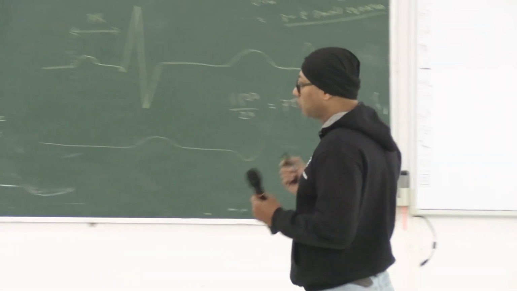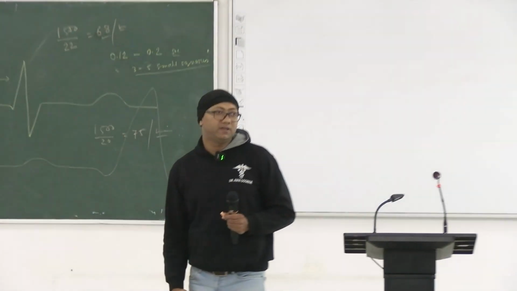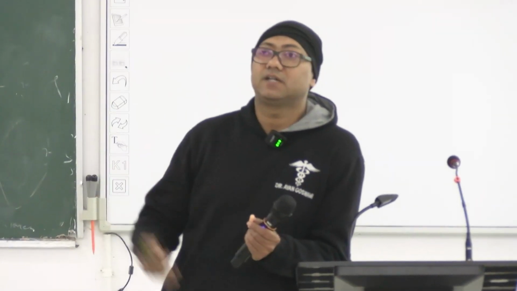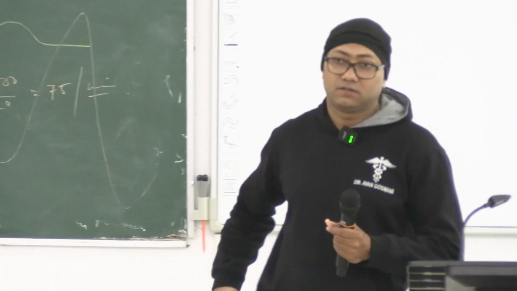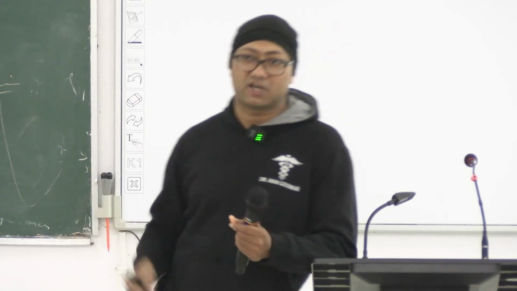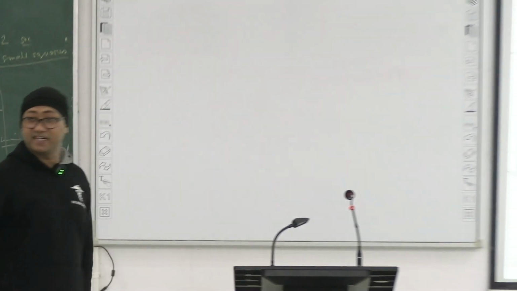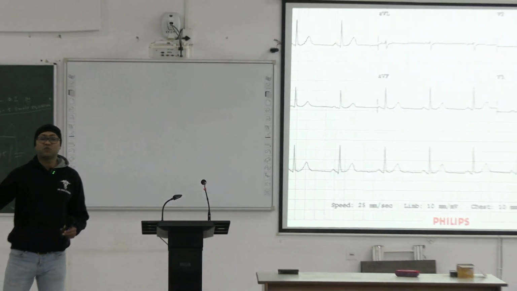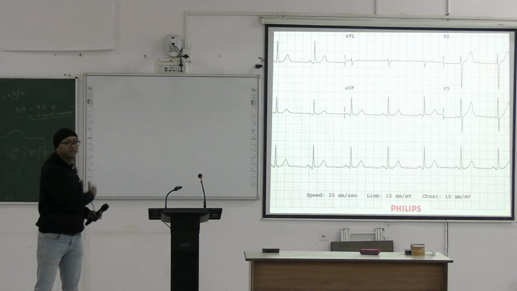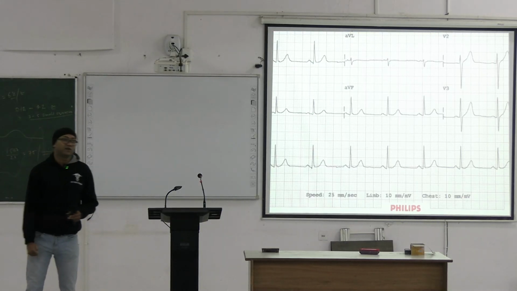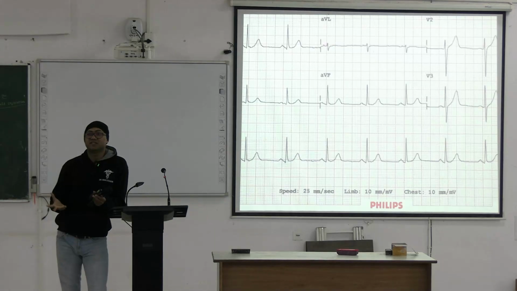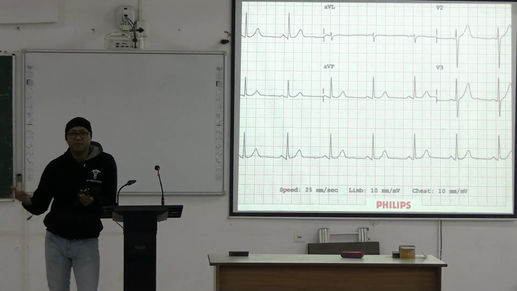So the normal rule is when the paper strip is emitting at a rate of 25 mm per second, the formula for heart rate is equal to 1500 divided by the number of small squares in the RR interval, the number of small squares in between two adjacent R waves, right? Okay, why 1500? This is because 25 mm per second, and 1 minute means 60 seconds, so 60 into 25 you get 1500.